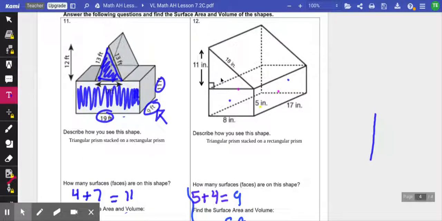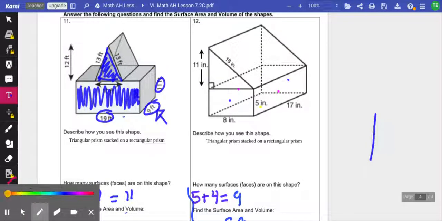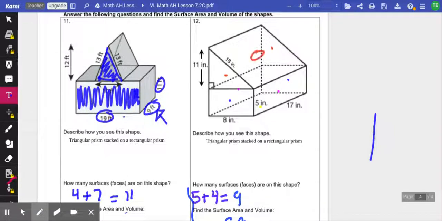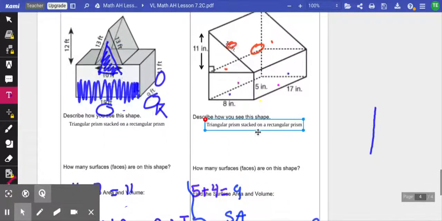Then I went and focused on my triangular prism. Again, I have a front, back that are triangles. They're the same. And then I have 1 face on the hypotenuse and 1 face on that back leg that are different. So I went and calculated my numbers.